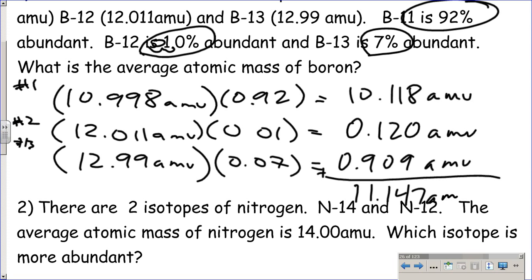11.147 AMU. What is the average atomic mass of boron on your periodic table? 10.81. I probably made those numbers up. That's why that's not incredibly close. I should have probably been more accurate, but it's fairly close to what we got here. So I would say that's 11.15.